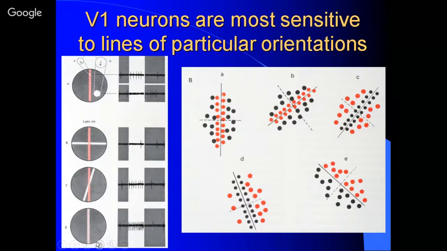And that's the kind of information that's going to be true in the retina, and it's going to be true all the way up through the thalamus into V1, into Brodmann's area 17. That's what these granule cells are responding to, is orientations.